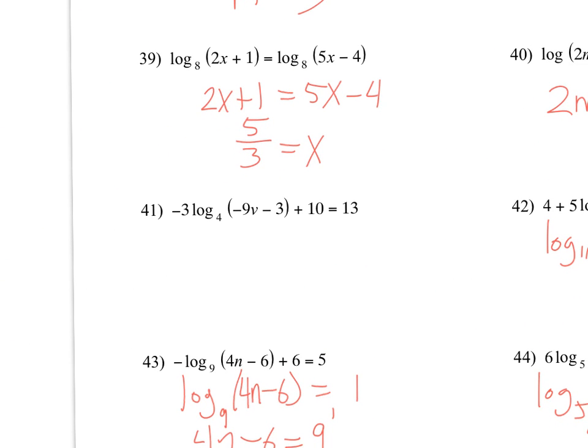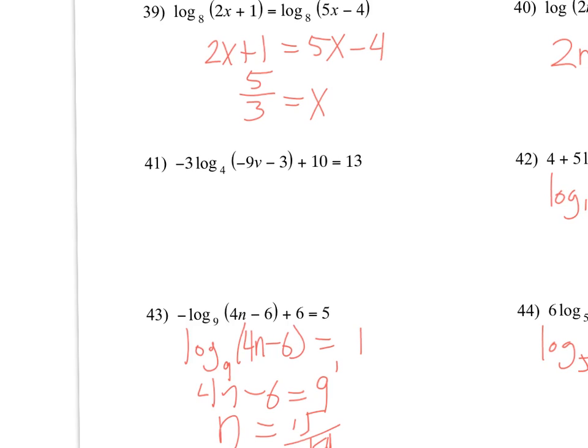For number 41, here we've got a log expression that's just a single log expression, and a whole bunch of other numbers. I'm going to treat this a lot like I treated the exponential equation that I had to use log to solve, and just try to get this piece by itself first. So I might subtract 10 from both sides and then divide by negative 3. So I get log base 4 of negative 9v minus 3 is equal to, that was 13 minus 10 is 3, divided by negative 3, negative 1.